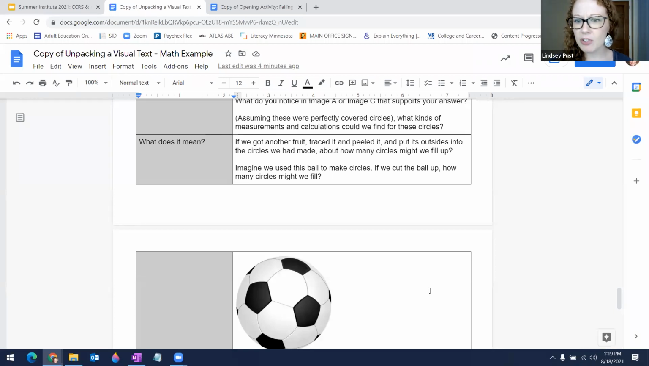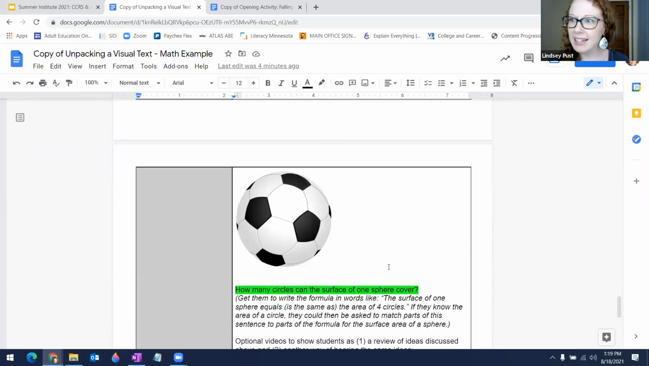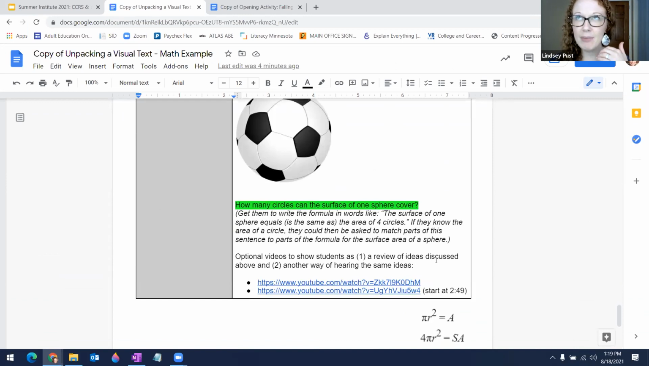Imagine we use this ball to make circles. If we cut the ball up, how many circles might we fill? If we got another fruit, traced it and peeled it and put its outsides into the circles we made, about how many circles might we fill up? So the surface area of a sphere is 4 pi r squared. So this idea of like 4 circles, and helping students see that and make sense of it: wow, it's the area of a circle, but 4 times, and that's going to give me the surface area of a sphere.